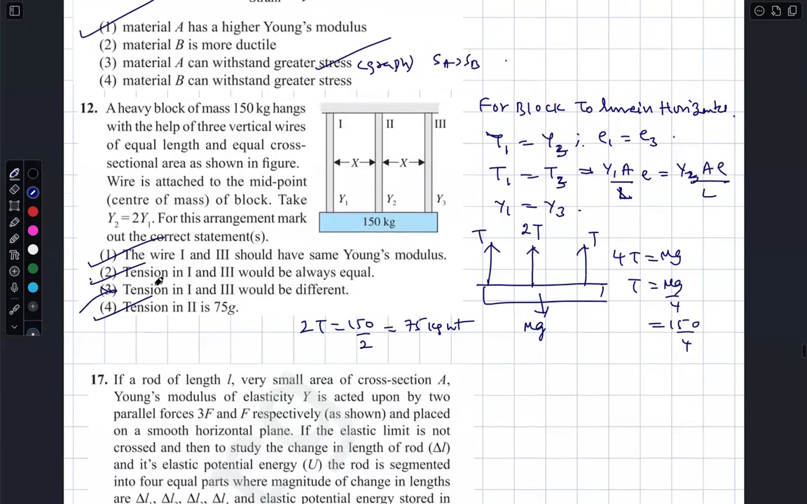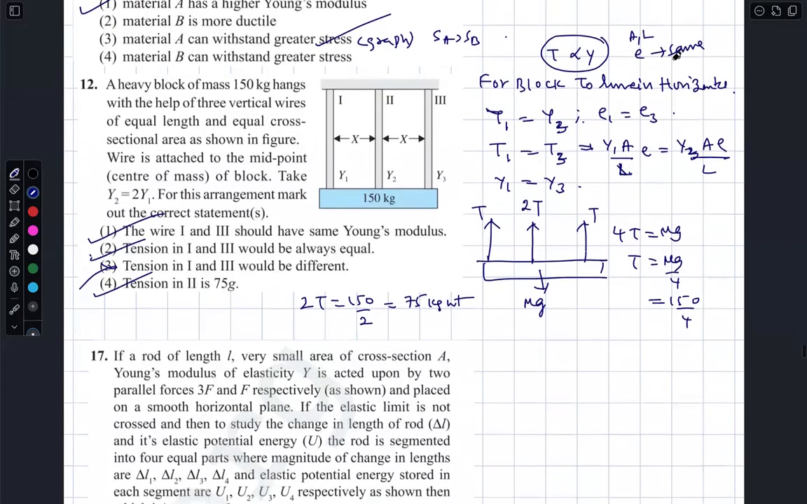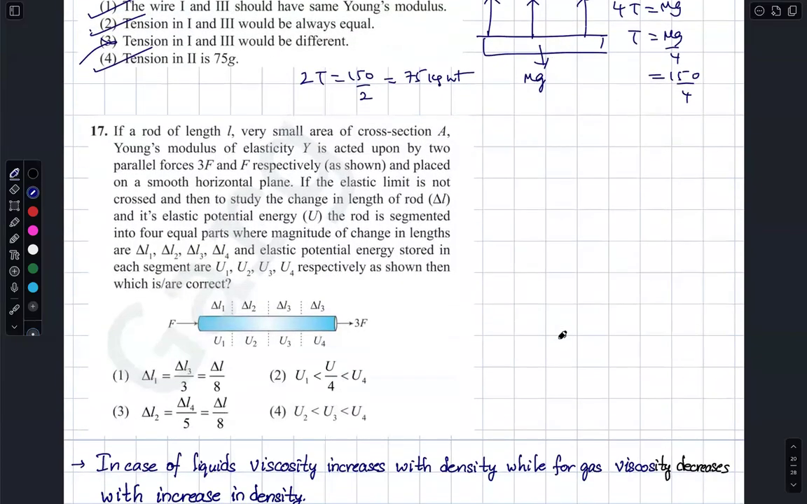Boys and girls, any doubt? Remember, tension is proportional to Young's modulus here. Because E same, A same, L same. So in that case, tension is proportional to Young's modulus. That is the criteria to solve this question. Boys and girls, any doubts? Rohit, yes, sir. Clear? Yes, sir. Right. And the last question.